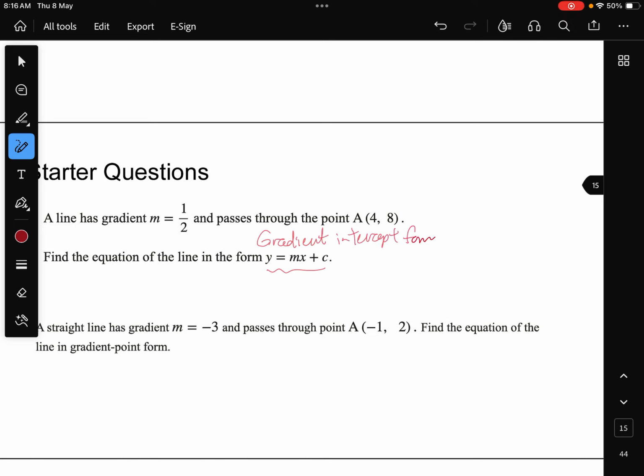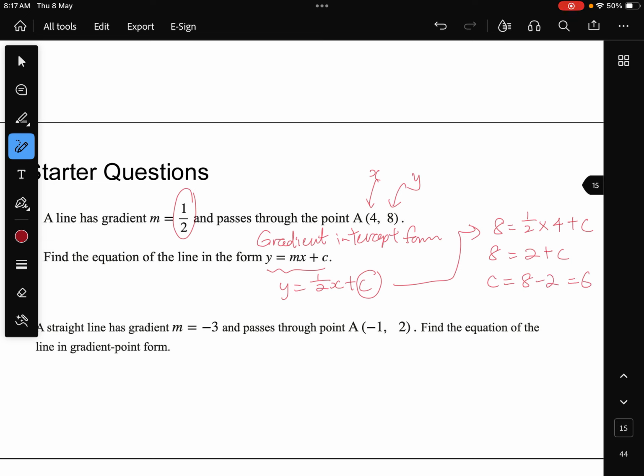To write the equation, it gives you the gradient, so it saves us the trouble. So you're going to have y equal to half x plus c. But because we always need to find c, this is where you make use of the two points here, which are the x and the y value. So I'm going to substitute these numbers into the equation. You're going to get something like 8 equal to half times 4 plus c. So this will give me 2 plus c, so c would just be 8 minus 2, that gives me 6. So the equation is just going to be half x plus 6.